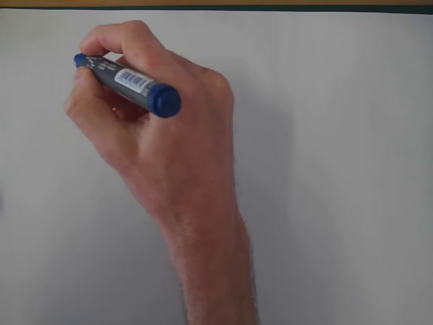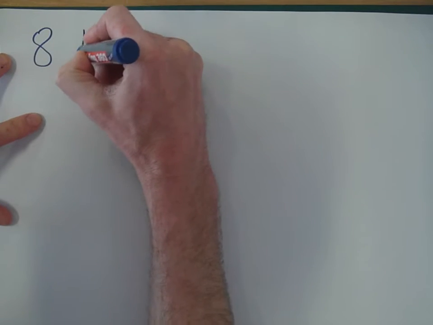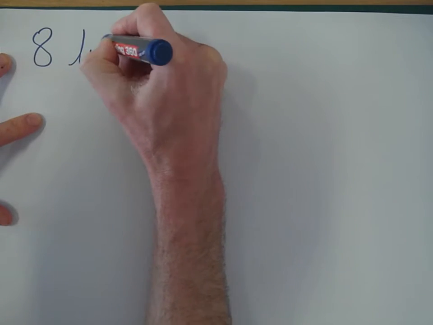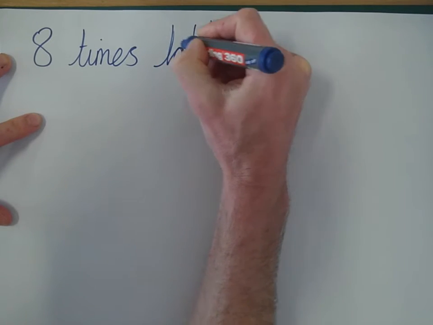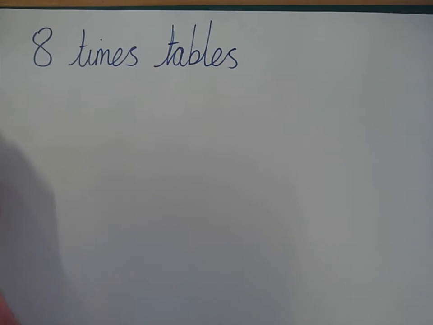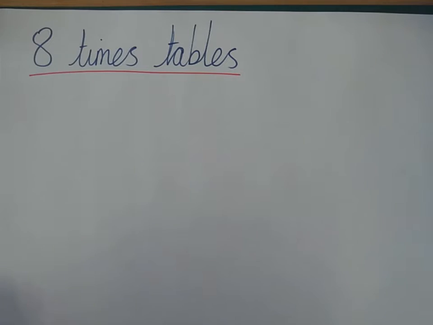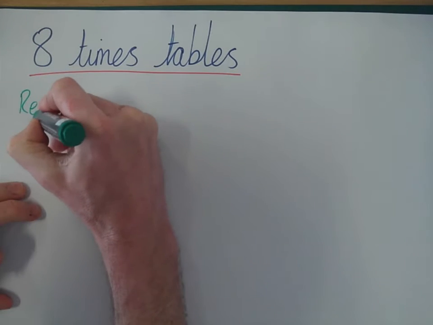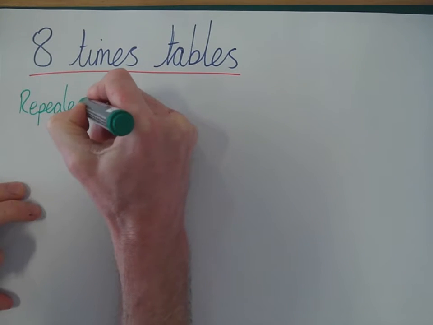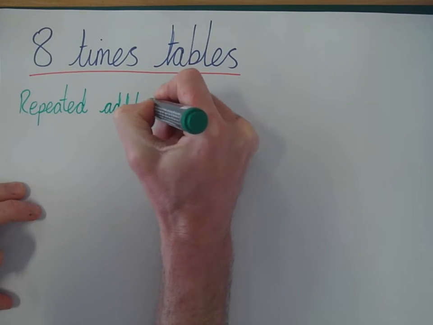Right, today we're going to be doing the 8 times tables, and I thought this time I'd even throw in some different coloured pens. Now we'll start off again with the basic, look at that green, repeated addition.